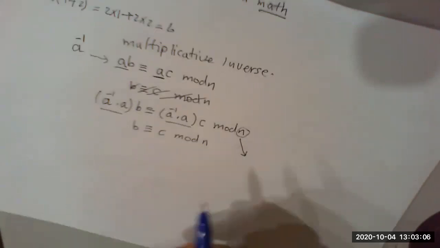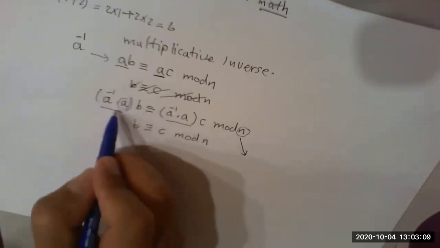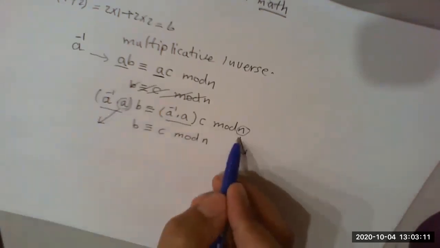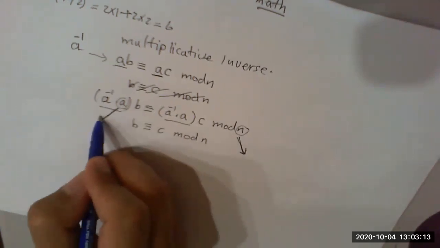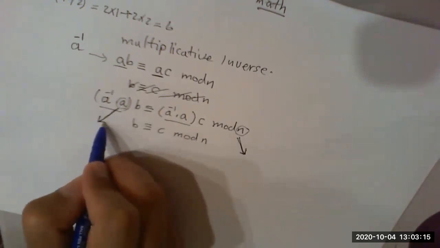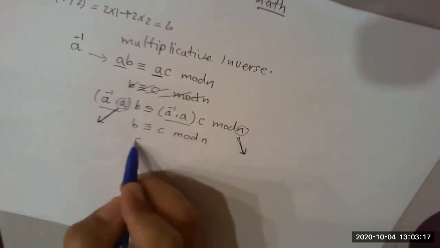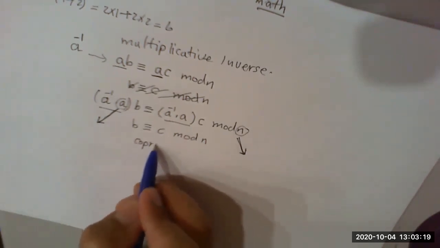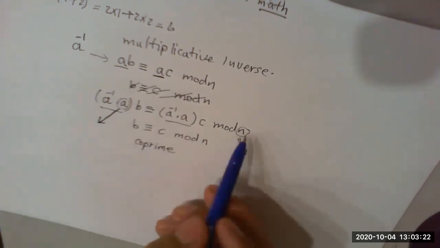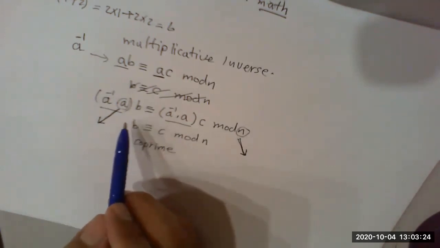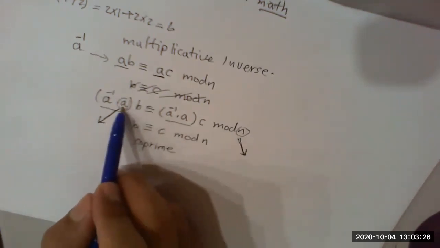Okay, let me see. A, this number, these two numbers should be co-prime. If they are not co-prime, we will not have an inverse.